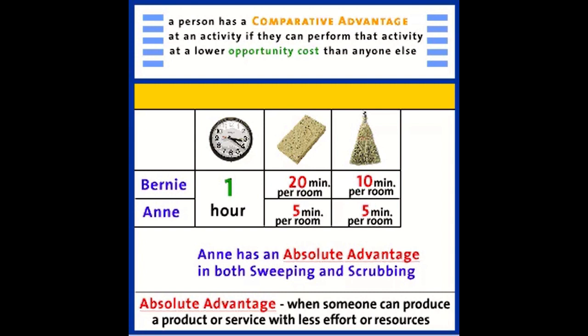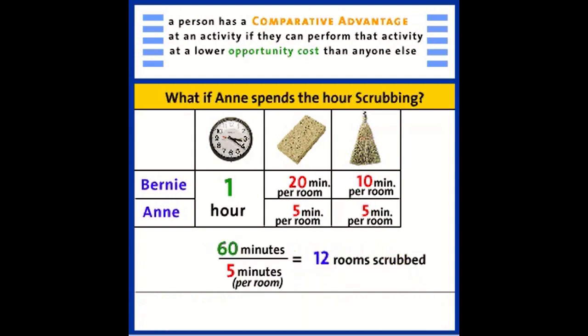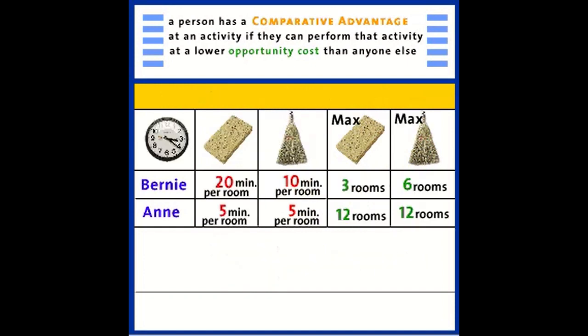So with Ann's unit labor requirements here and 1 hour's worth of time to work, Ann's maximum output would be given by this table. Just as Bernie can scrub a maximum of 3 rooms or sweep a maximum of 6 rooms, Ann can scrub a maximum of 12 rooms in an hour or sweep a maximum of 12 rooms in 1 hour. We can now take this information and look at Ann's production possibilities schedule. With 1 hour's worth of time, if Ann wants to divide her time between sweeping and scrubbing, what possible combinations of output can she get? Well, let's have a look.